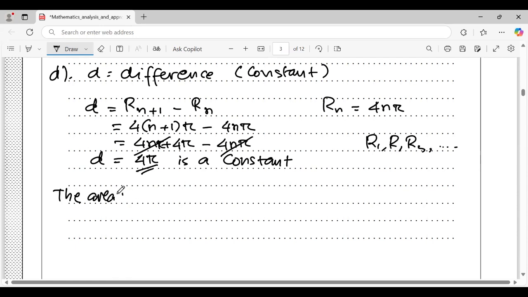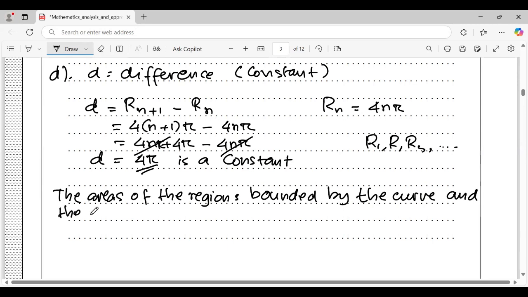So the conclusion: the areas of the regions bounded by the curve and the axis, okay, the axis is the x-axis, form an arithmetic sequence. That is the conclusion.